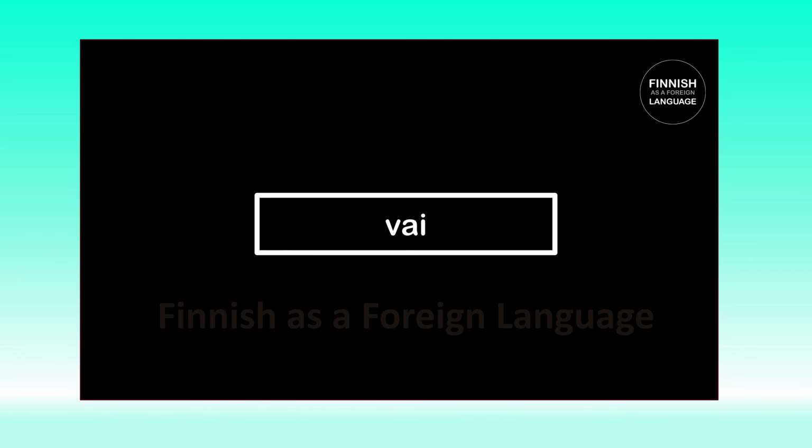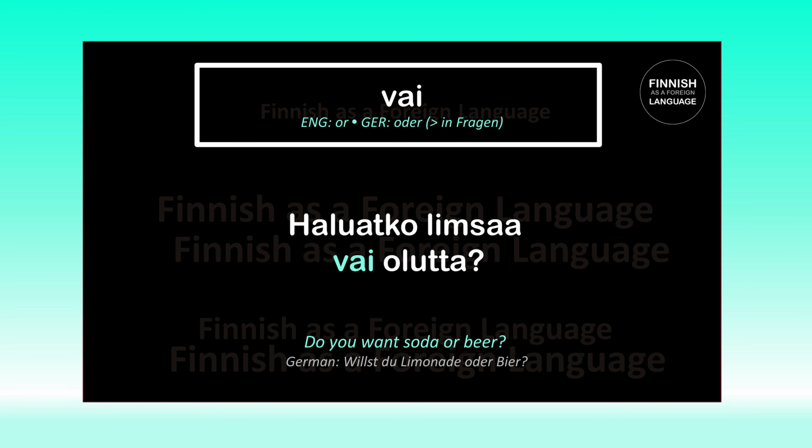Next one is vai, which also means or. Let's see what the difference is. Haluatko limsaa vai olutta? Means, do you want soda or beer? Here our conjunction is vai, which also means or, but the difference to tai is that here we have a question. Remember the rule? Tai is used in a statement and vai is used in questions.